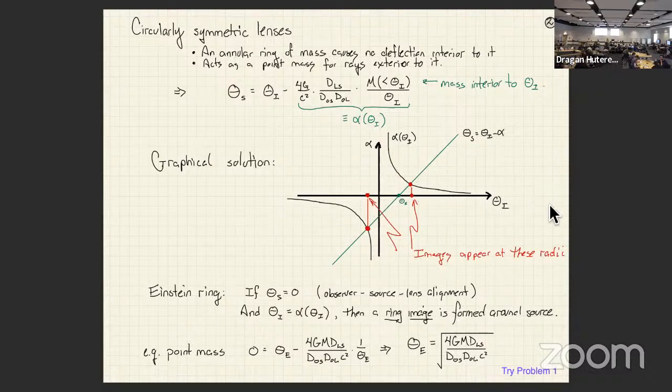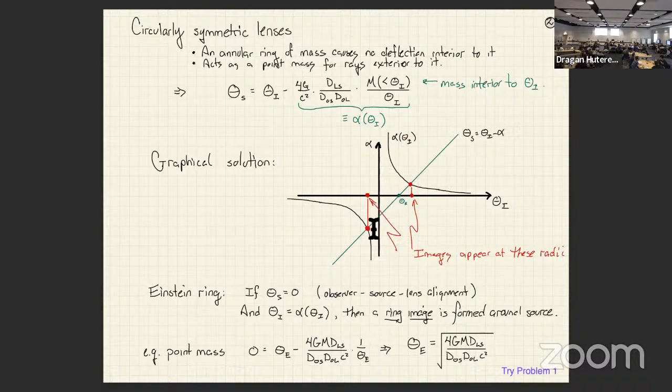On the x-axis is angle, theta I, and on the y-axis is this scaled bend angle, right? The apparent deflection. And this formula here, which looks like 1 over theta I, for instance, if m is constant, we would write as this hyperbola, alpha of theta I. And of course, it bends the other way if it's on the other side of the mass.